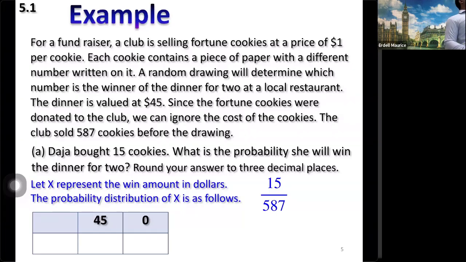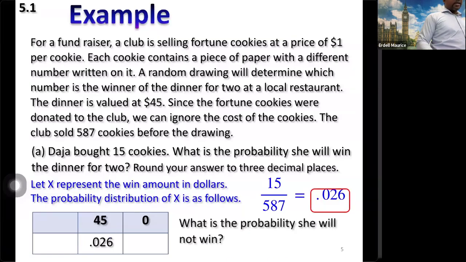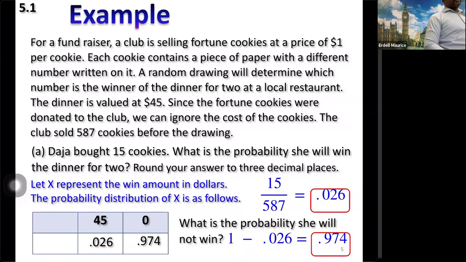One minus this number, yes? So the probability of winning the dinner for 2 is 0.026. Therefore, the probability of her not winning the dinner for 2 is going to be 0.974. Questions so far? This is not a good game, yeah? Not a good game.